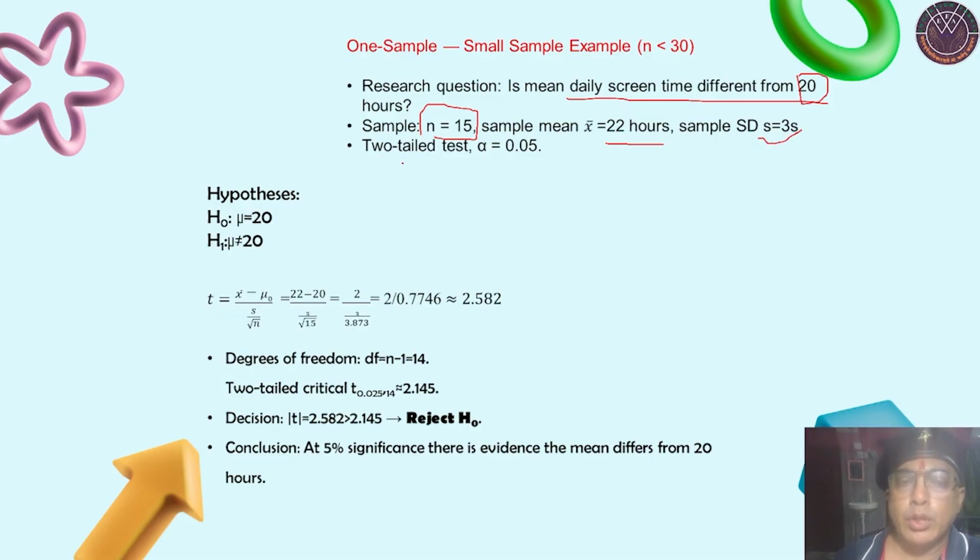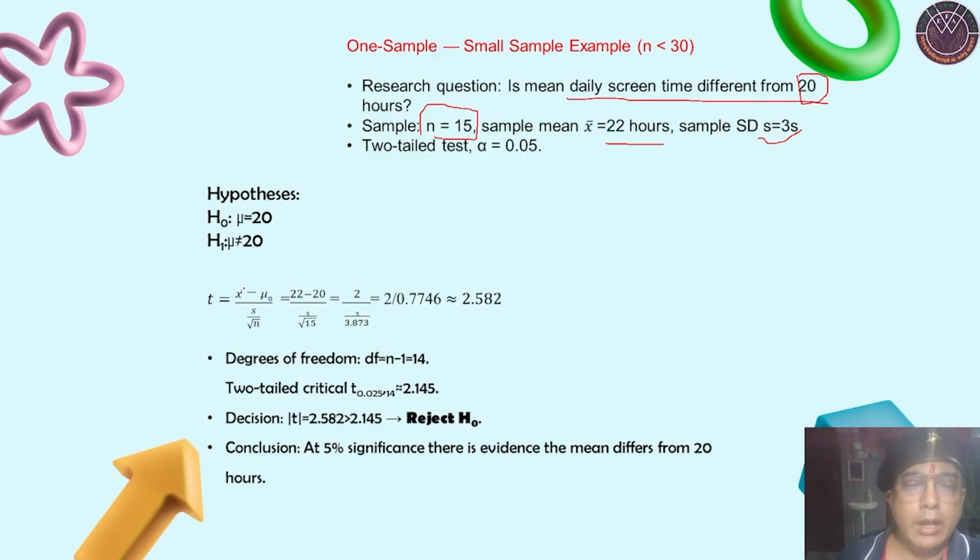So it is also a case of two-tail. You are just hypothesizing that there is no difference between the standard value and whatever sample mean you are getting. Now the hypothesis is mu equal to 20. The null hypothesis says that both are equal, but the alternative hypothesis is that mu is not equal to 20 hours. So again you use the same formula.